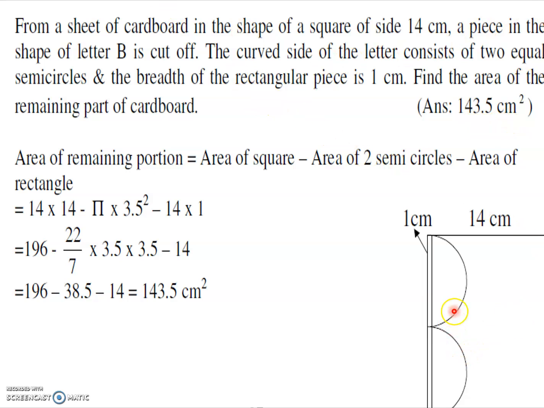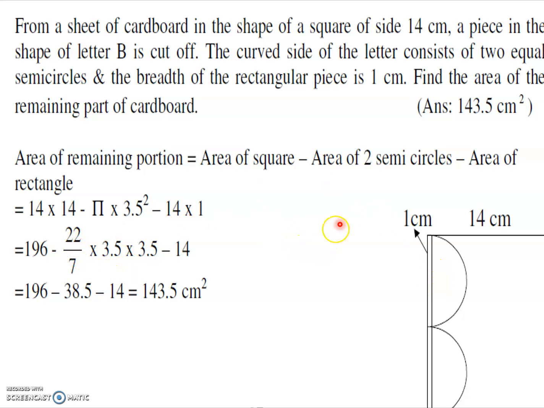Let us see in the diagram. From a sheet of cardboard in the shape of a square of side 14 centimeter, one piece in the B shape, letter B, is cut off. Does it look like the B shape? Yes. The curved side of the letter consists of two equal semicircles, and the breadth of the rectangular piece is 1 centimeter. This is the breadth of the semicircle.